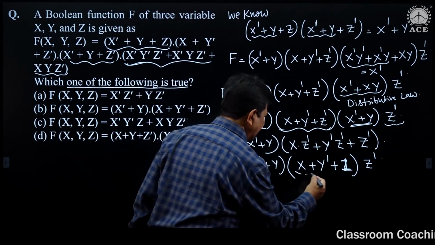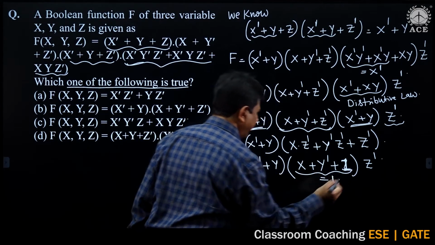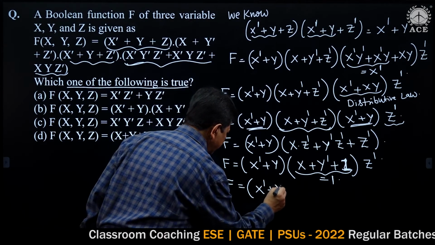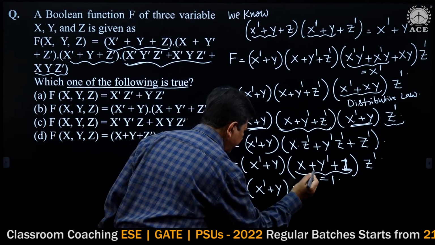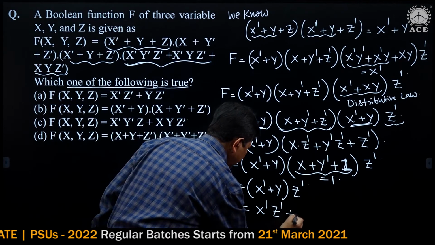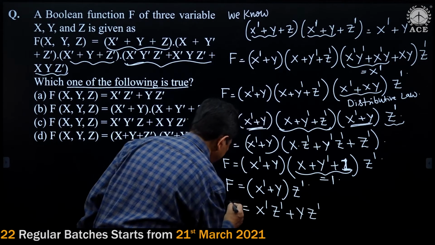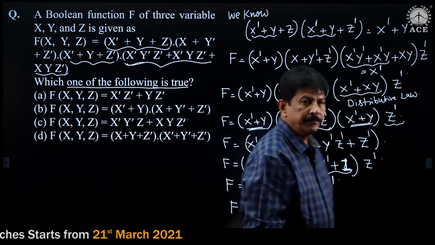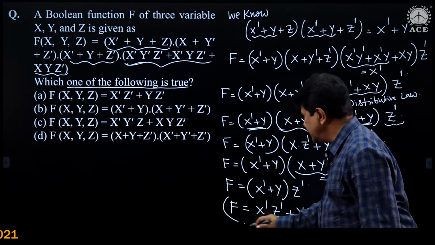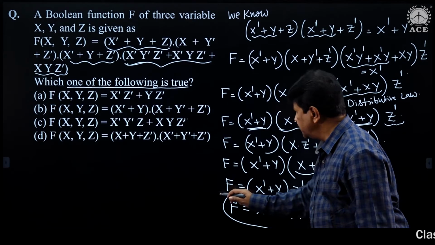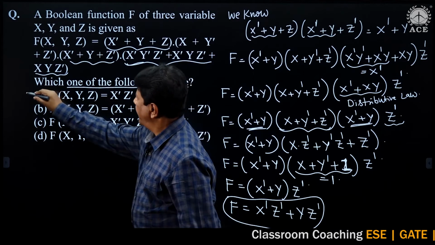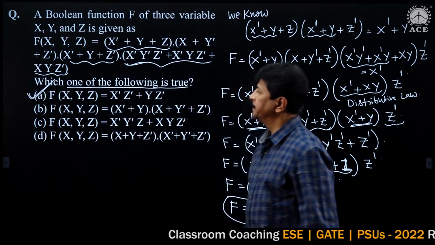We know 1 plus anything is equal to 1. So I am left with f is equal to x bar plus y into z bar. So that is equal to x bar z bar plus y z bar. This is the final expression. So once you apply laws of Boolean algebra in a careful manner, this is the final result we are going to obtain, and this is the correct answer to this. So the correct answer is A. That's it. This is the answer to this.